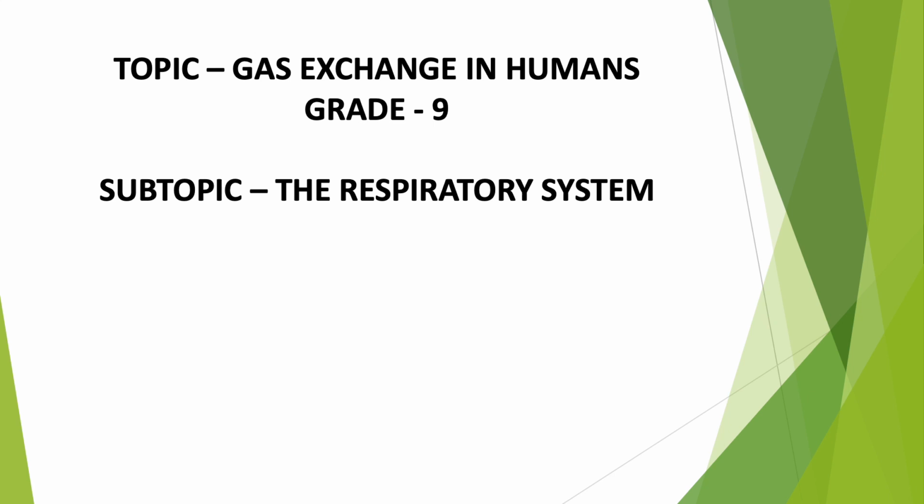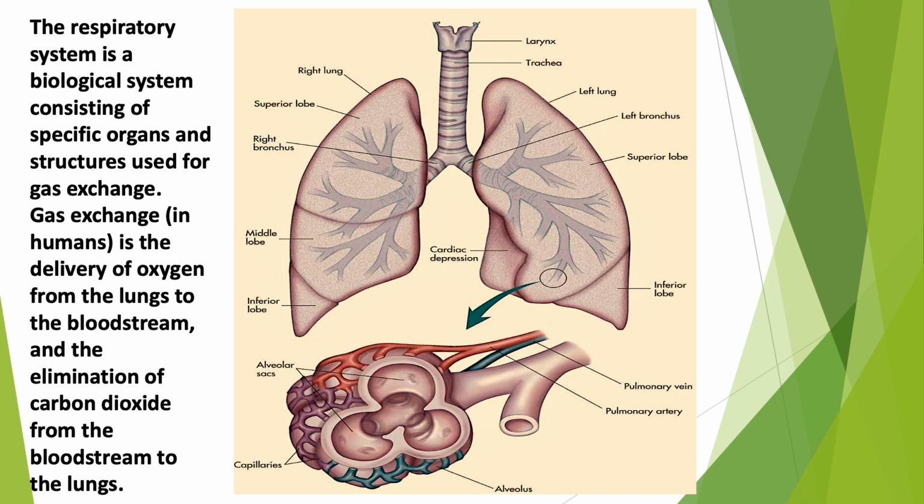Hello students, today we'll be revising the respiratory system from the chapter Gas Exchange in Humans. Have a look at the diagram. The respiratory system is a biological system consisting of specific organs and structures used for gas exchange.